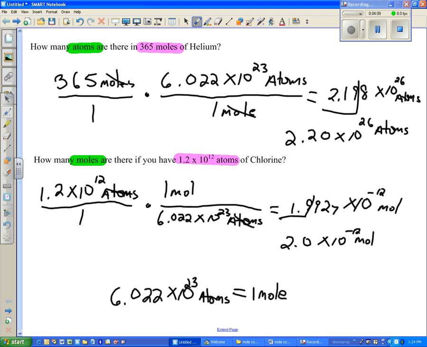Two separate answers going from moles to atoms and atoms to moles. Hope you enjoyed it.